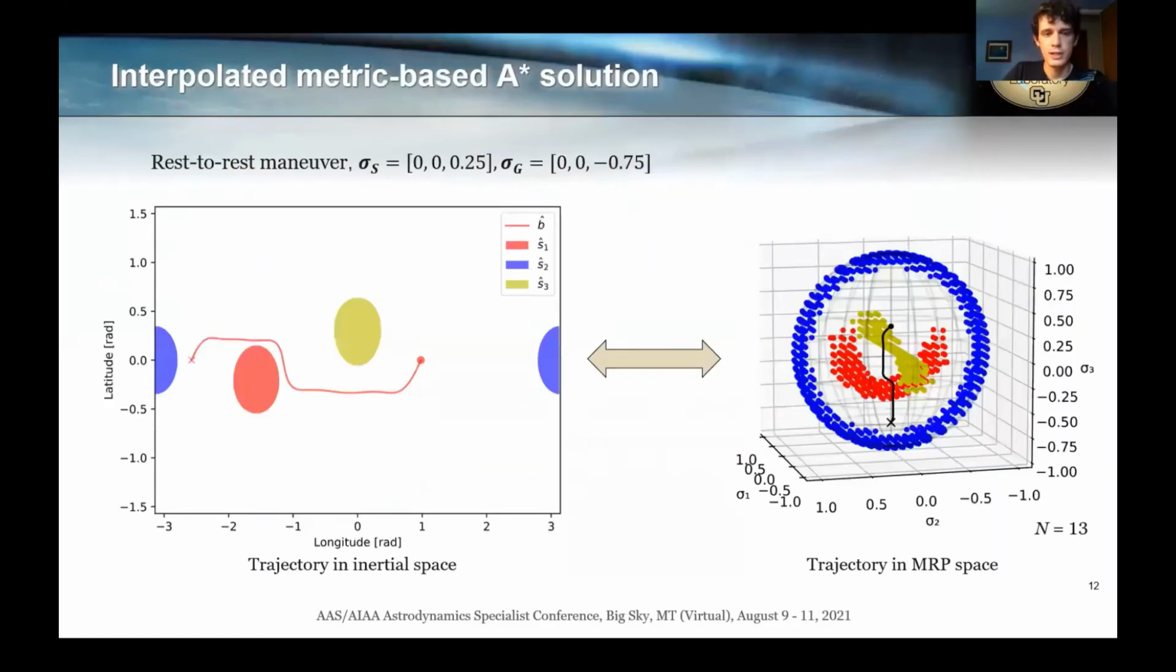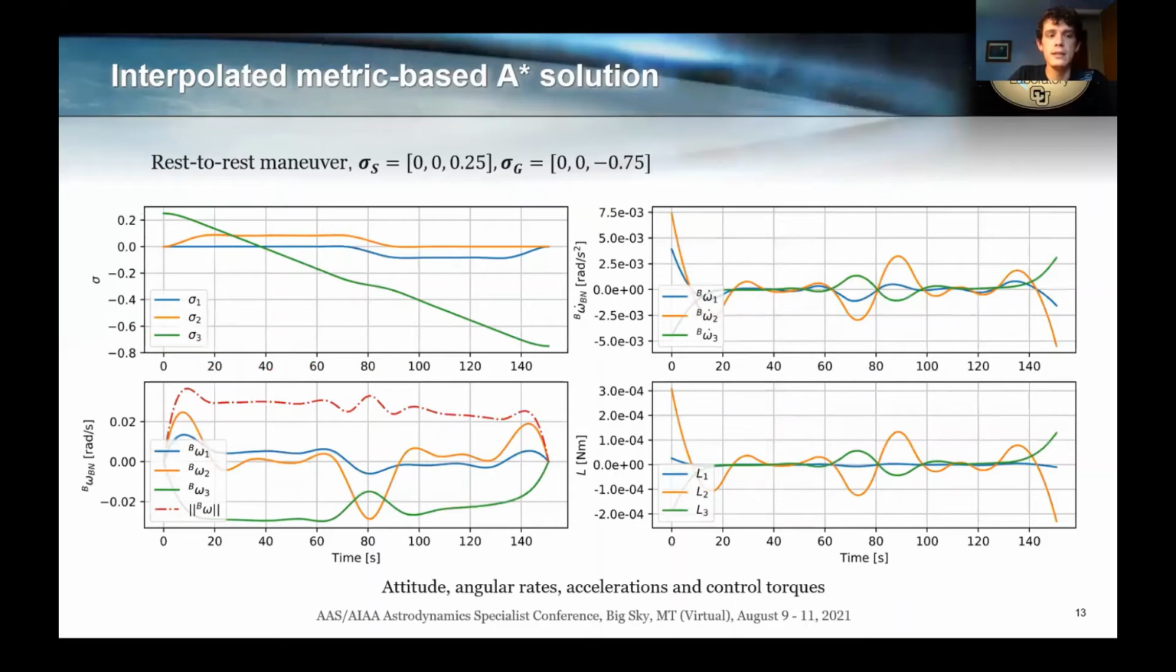So this is a visual representation of what we obtain if we interpolate the metric-based A-star solution that we previously showed. And as we can see, we went from a piecewise linear, very edgy path to this smoothly interpolated path. And here we can see the interpolated attitude as a function of time. It takes about 150 seconds to perform the maneuver. And together with that, we show angular rates, acceleration, and torques, where the torques are calculated based on the mass properties of a 3-unit CubeSat.